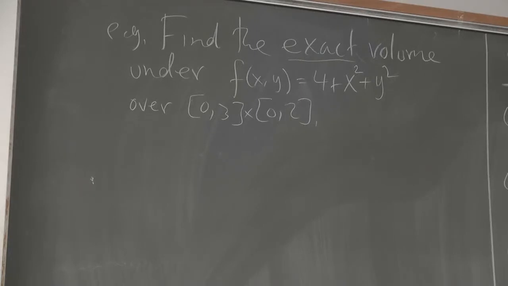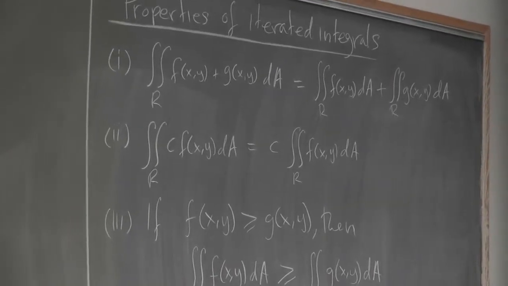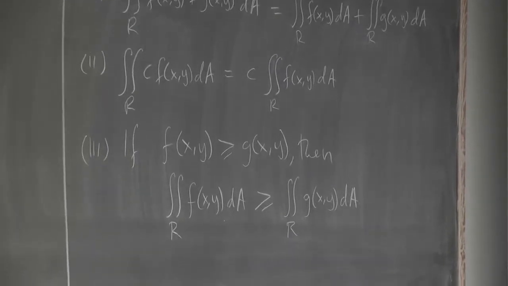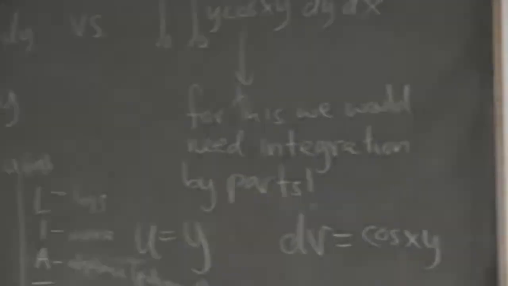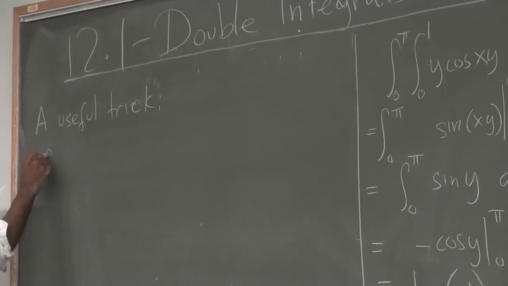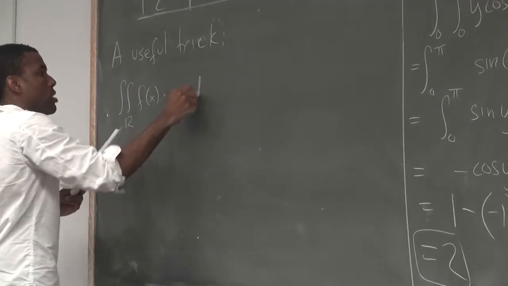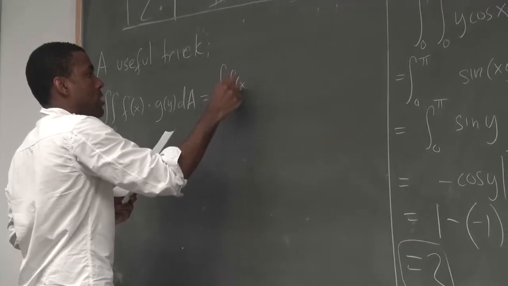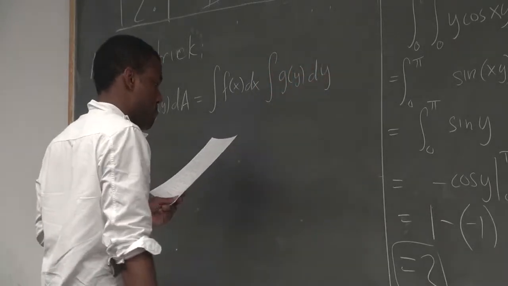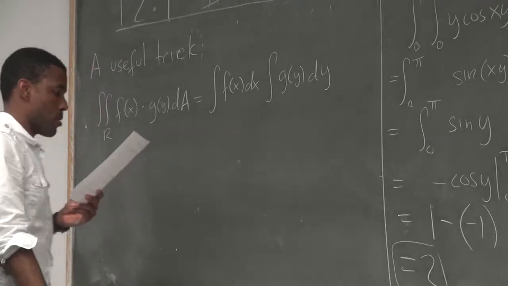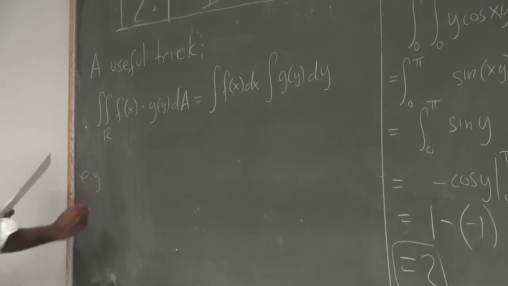There's one trick that does come in handy. If you can separate the variables completely, you can split the product. What I mean by that is, if you can look at this as a function of x times a function of y, then you can literally break them apart: the integral of f of x dx times the integral of g of y dy. An example of that one.